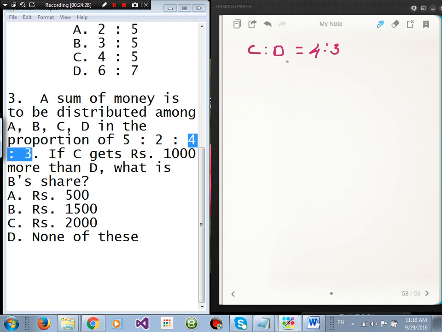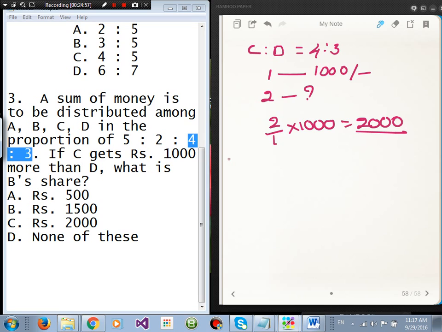Now C is getting 1000 rupees more than the D. That means one part is equivalent to 1000 rupees. And B is having the 2 parts in this ratio. Simply the 2 parts are equivalent to how much? Simply 2 by 1 into 1000, that is equivalent to 2000. The answer is C, that is equal to 2000.